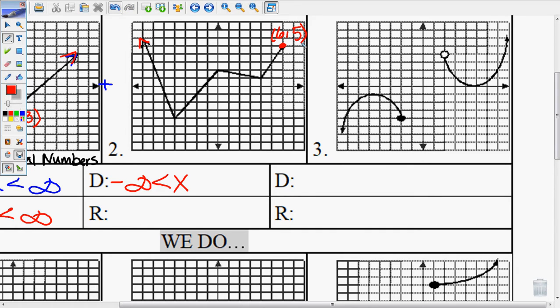So which of those is my x value? 6. So is it included or not included? Included. So that's the answer. Domain done.